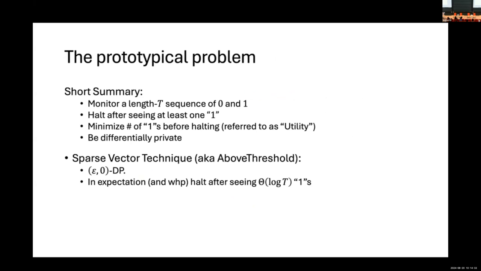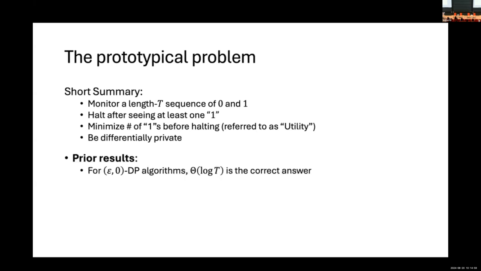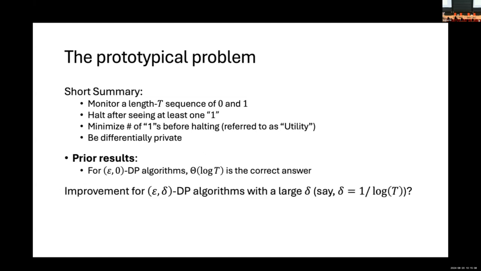There is this famous sparse vector technique, also known as AboveThreshold, which solves exactly this problem with an epsilon, 0 DP guarantee. In expectation and with high probability, it halts after seeing roughly log t many ones. You can also prove an easy packing lower bound, saying that any pure DP algorithm cannot have utility below this threshold. So for a reasonable summary of prior results, if you only consider pure DP algorithms, log t is just the correct answer. So we are interested in studying whether there could be an improvement with approximate differential privacy with a somewhat large delta.